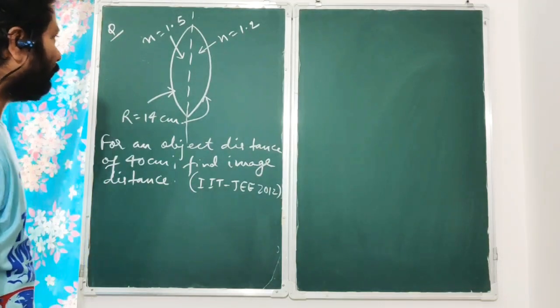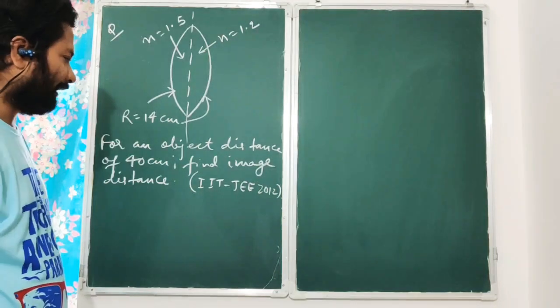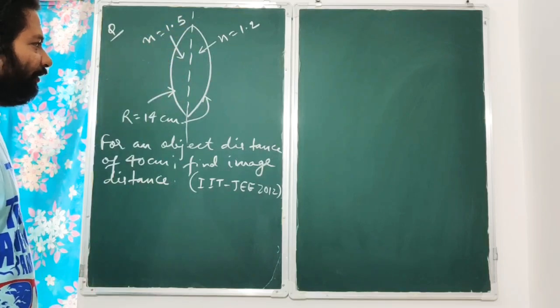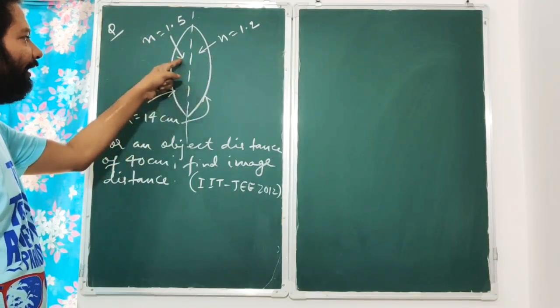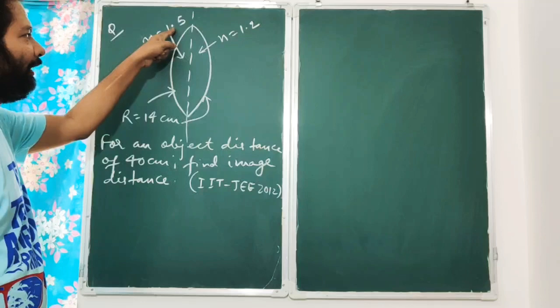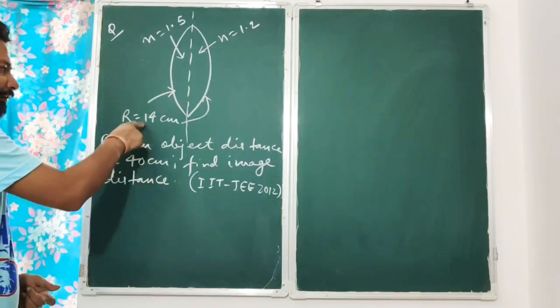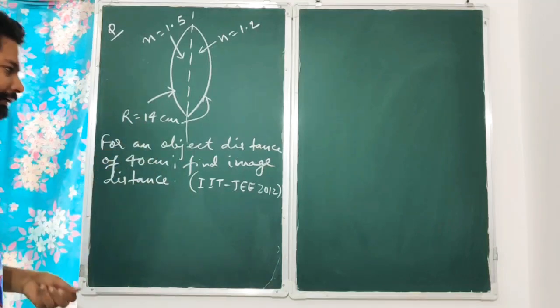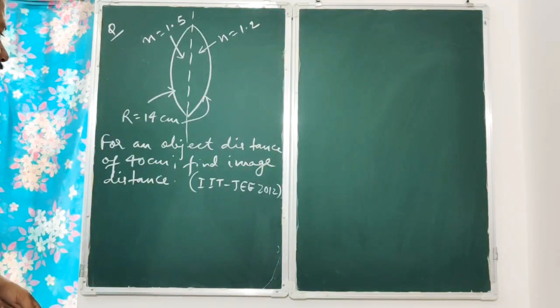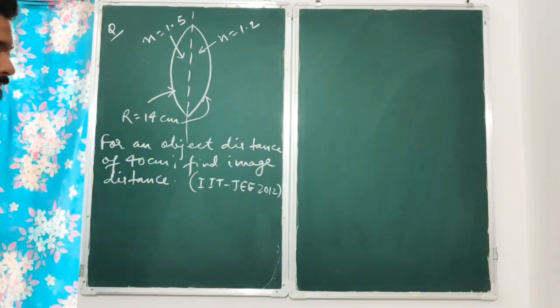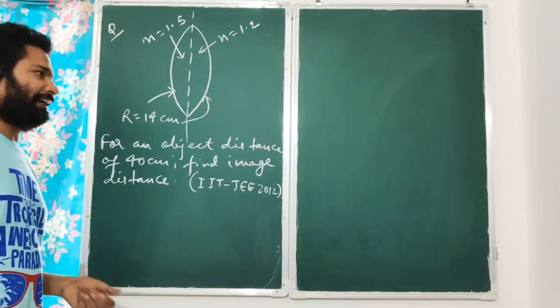Okay, let's see this question. This question was asked in IIT JEE 2012. There were two plano-convex lenses joined together. The refractive index of one of them is 1.5, the other is 1.2. The radius of curvature is the same, you can see, 14 centimeter. They are telling that for an object distance of 40 centimeter, what will be the image distance for this optical system? So the first thing we should do is try to determine the effective focal length of this system.